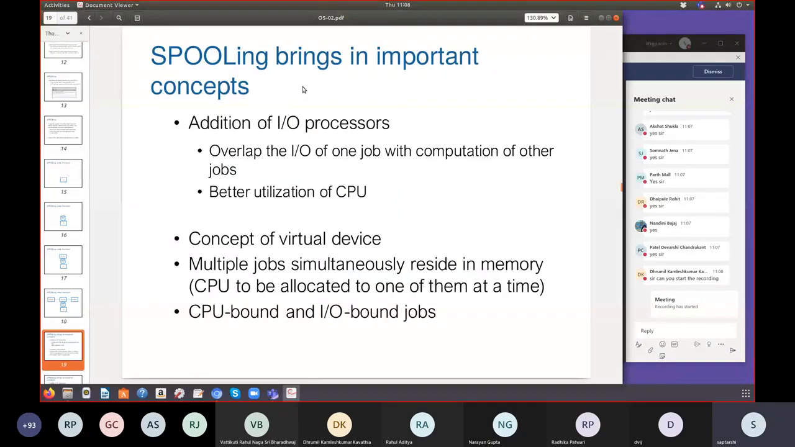Even though spooling was quite early, it still brings in some important concepts. One concept is the addition of IO processors, which leads to this: the IO of one job can be overlapped with computation of other jobs. When the IO processor is handling the IO for one job, the CPU can be assigned to some other job. And this in turn leads to better utilization of the CPU.